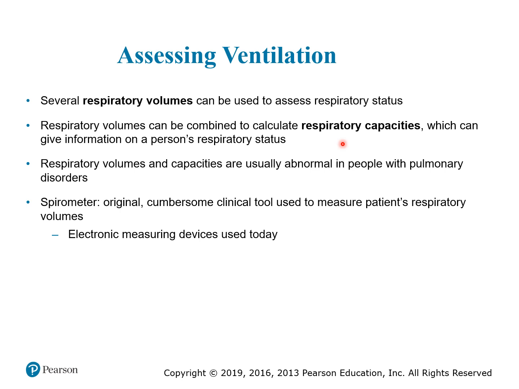Volumes are smaller compared to the capacities. When two or more volumes come together, they make a capacity. Respiratory volumes and capacities are abnormal in people with pulmonary disorders, so this is how we can detect it. The instrument used to assess ventilation is known as a spirometer. This spirometer has also evolved, and many electronic measuring devices are used today.